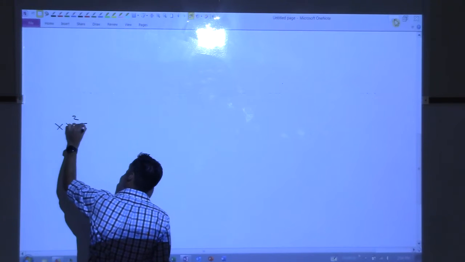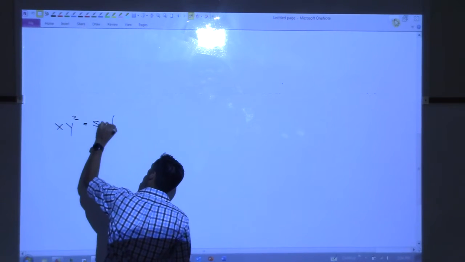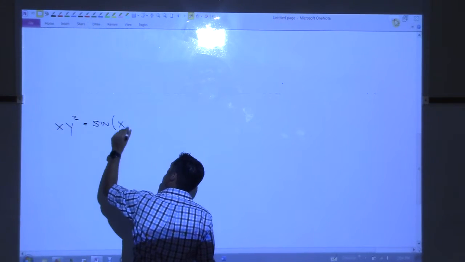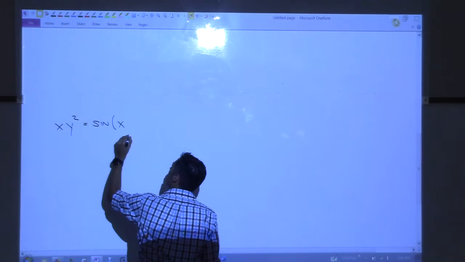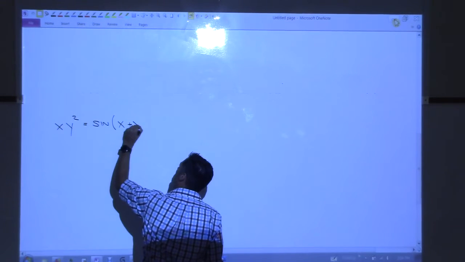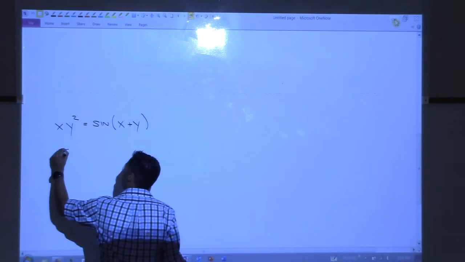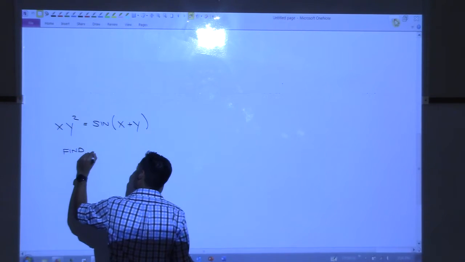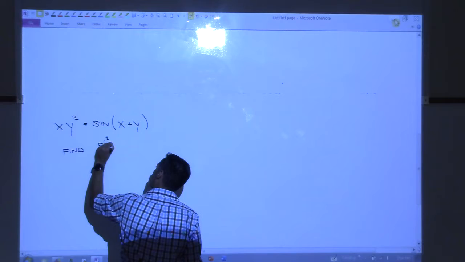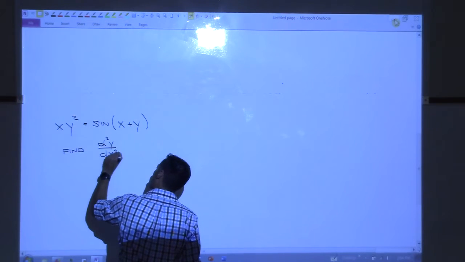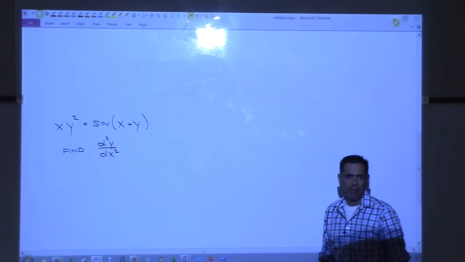x y squared equals sine of x plus y. Find the second derivative of this.